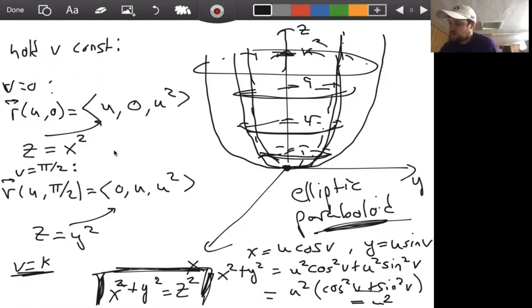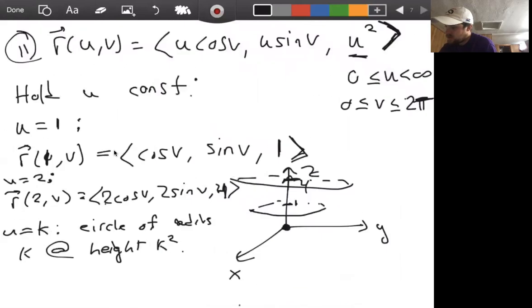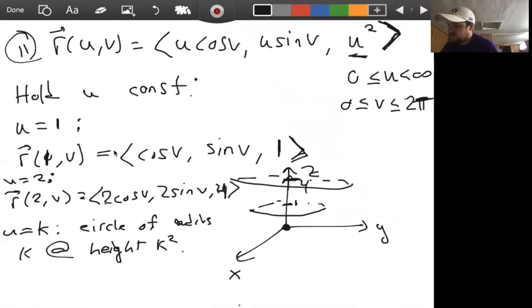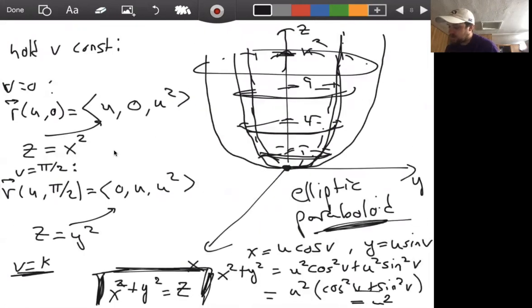The third one I would like to give is... sorry. This is not z squared. This is just z, right? Because z was u squared. We have z is u squared. And so that means we get x squared plus y squared equals u squared, but u squared is z. And then so when you plug in z, you have z equals x squared. Okay, my apologies for that.